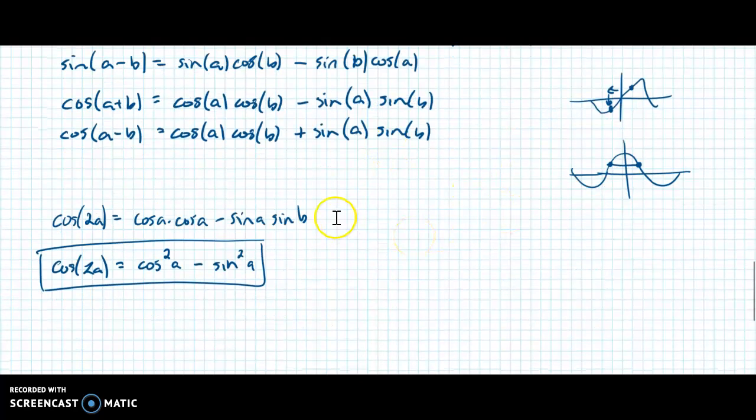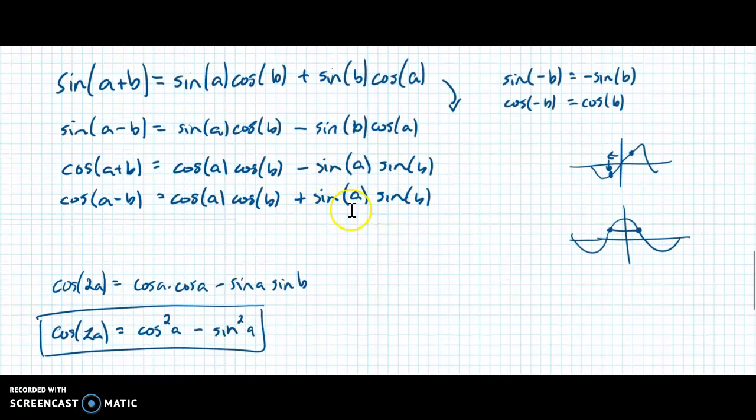Now we're going to do the one for sine. You might see how to do sine's double angle formula. I'm going to take this one, right? So let's just think about it. If I make that b an a, then I guess I'll write it out. We'll write it as sine of a plus a equals.